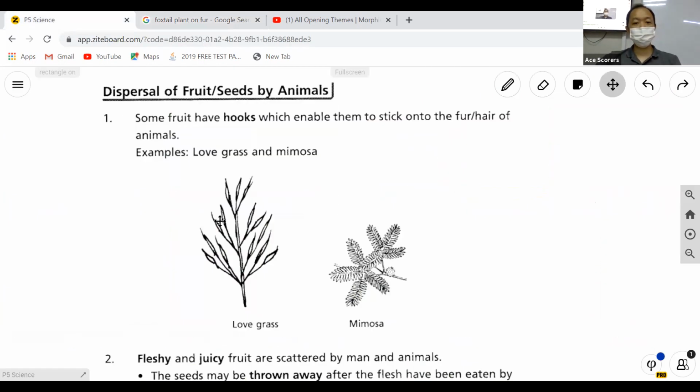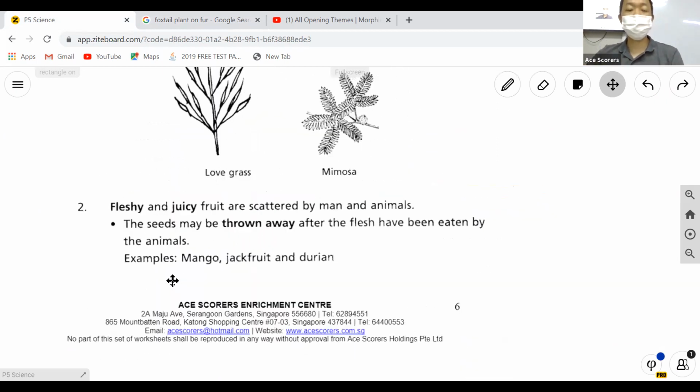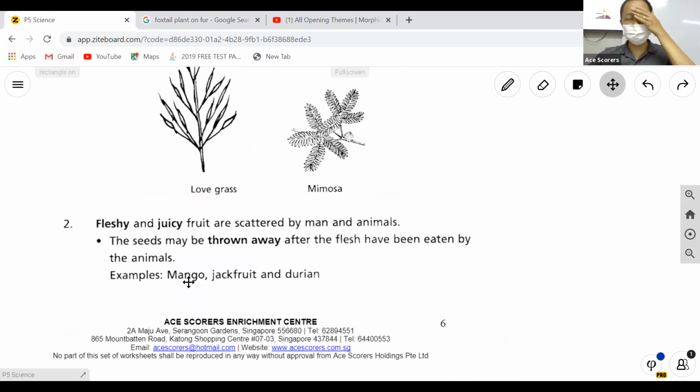Alright, so that's how the seeds are dispersed, okay? Hooks onto the animal. So some other fruits have other strategies like making themselves very fleshy and juicy so that people will eat them and then throw away the seeds, okay? Example, the mango, the jackfruit, and the durian.